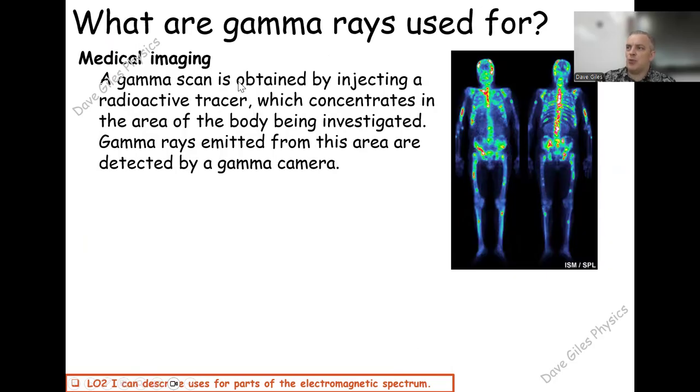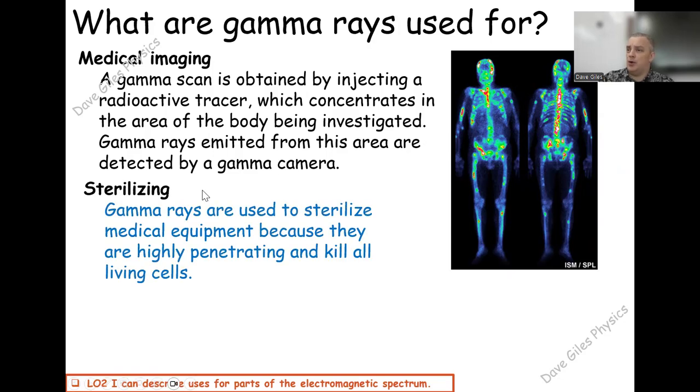A gamma scan is done by injecting a radioactive tracer inside somebody. It will give off gamma rays, and you will have a gamma camera outside which can detect the gamma rays and see where they are coming from. It'll look at various parts of the body. It can also be used for sterilization. Gamma rays are used to sterilize medical equipment because they are highly penetrating and kill all living cells.